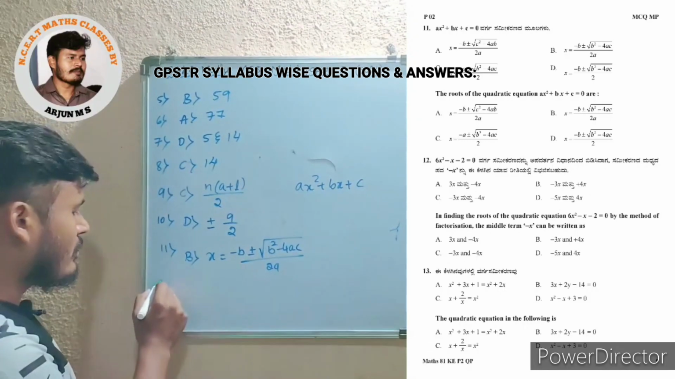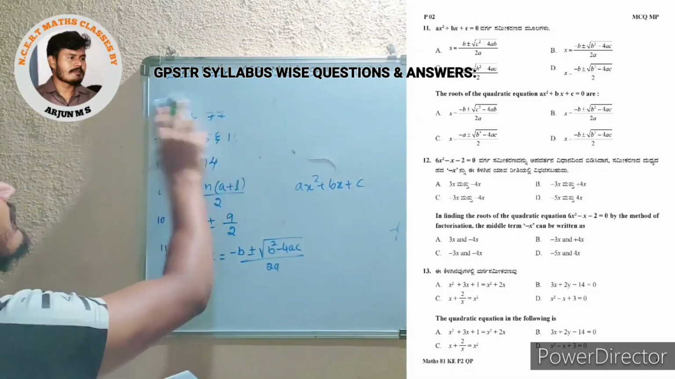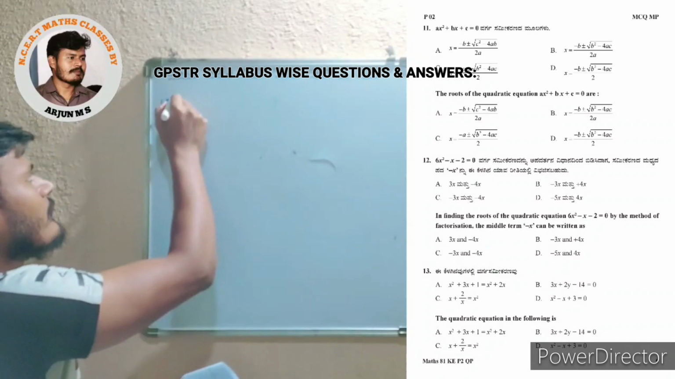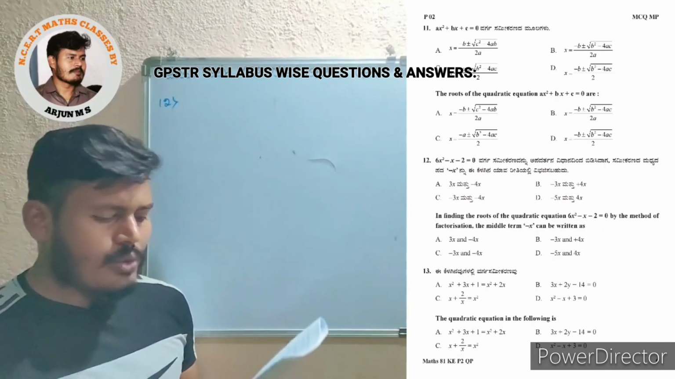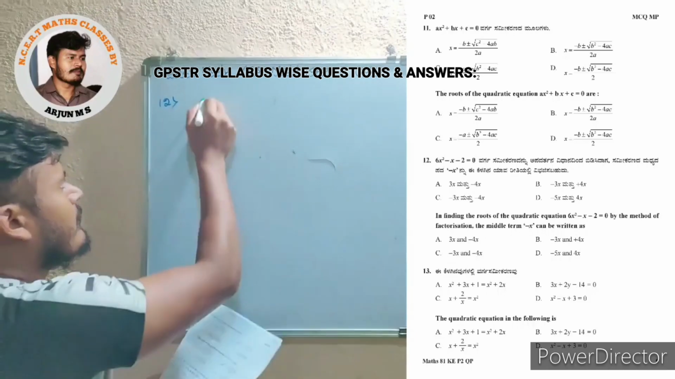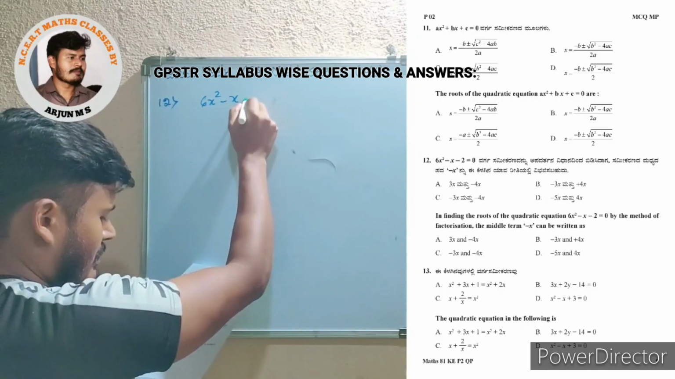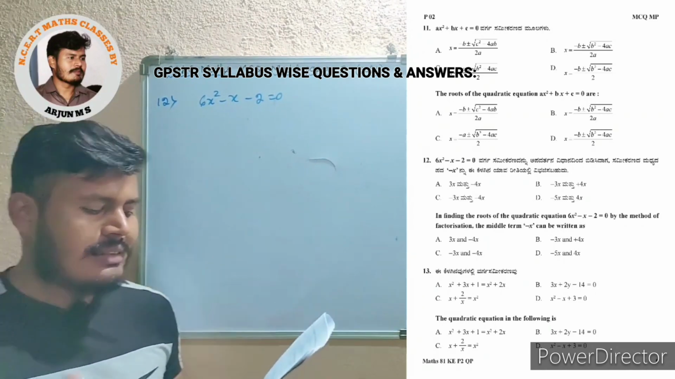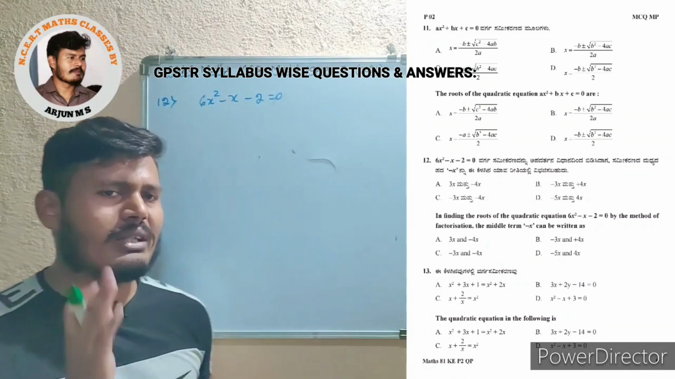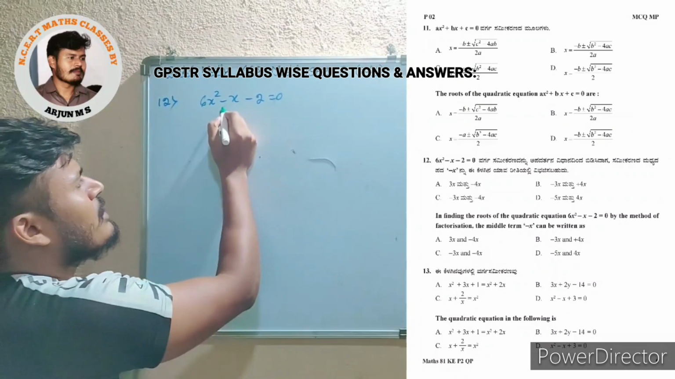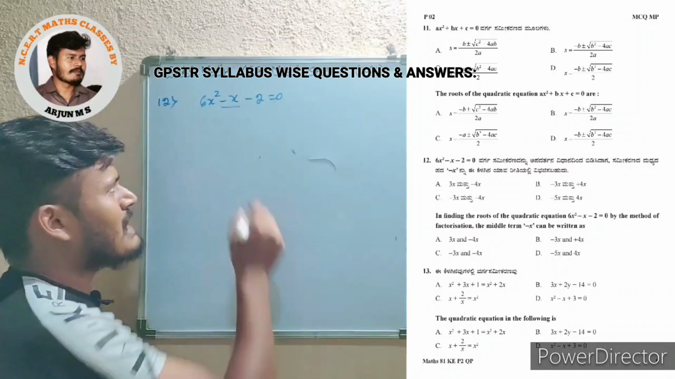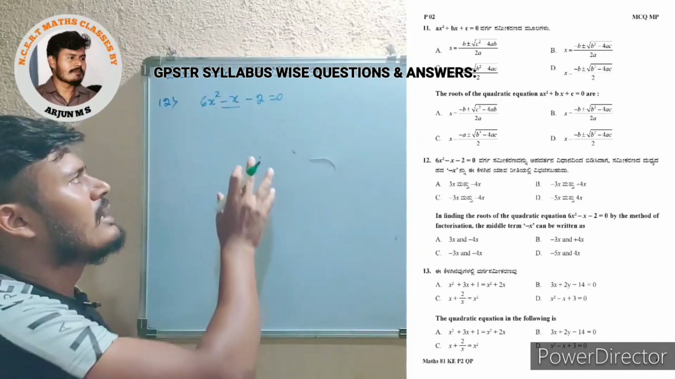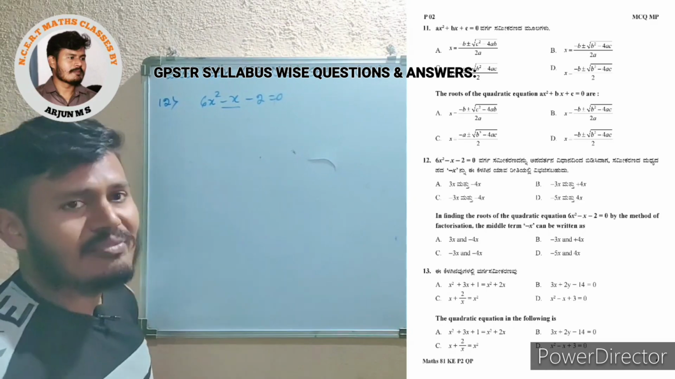Now let us move to the 12th one. Just observe here, 12th question. In finding the roots of the quadratic equation 6x square minus x minus 2 is equal to 0, by the method of factorization, the middle term minus x can be written as. So that is a very interesting question. How can you write minus x? In place of minus x, which terms are occupied in place of minus x? They are asking you to find the values you are going to write in place of minus x here.